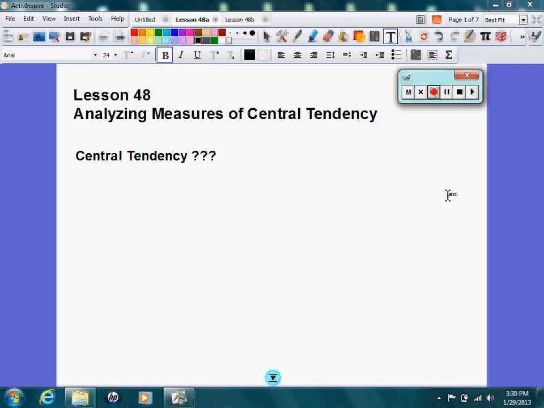Lesson 48, analyzing measures of central tendency. What is central tendency? What does this mean? Well, it's simply the center of a data set. What is data? Data is information. It could be numbers, and that's what we'll deal with, assembled or organized for analysis or decision making.